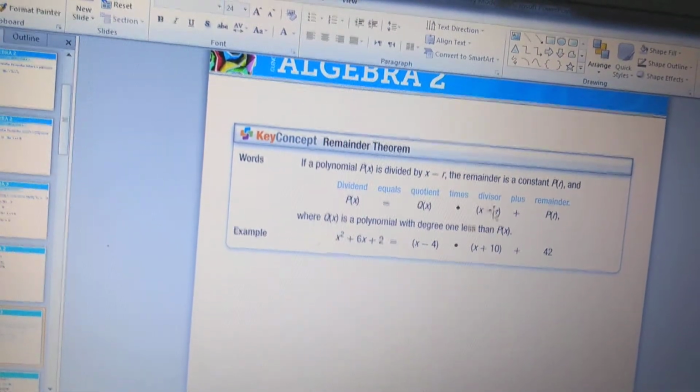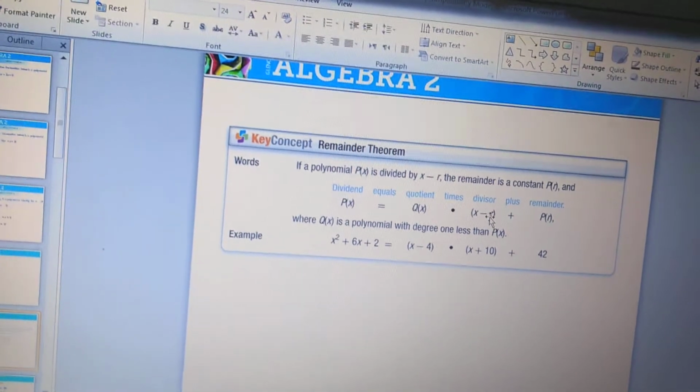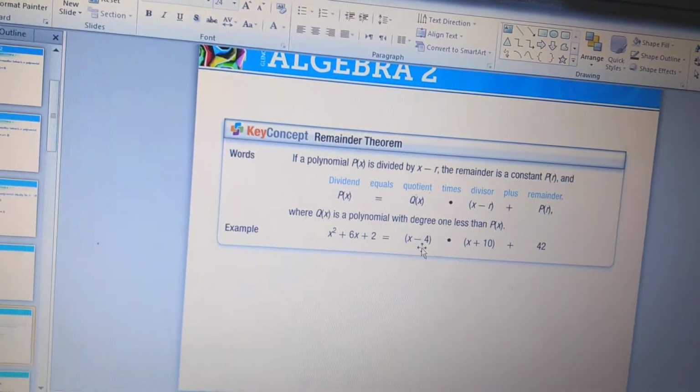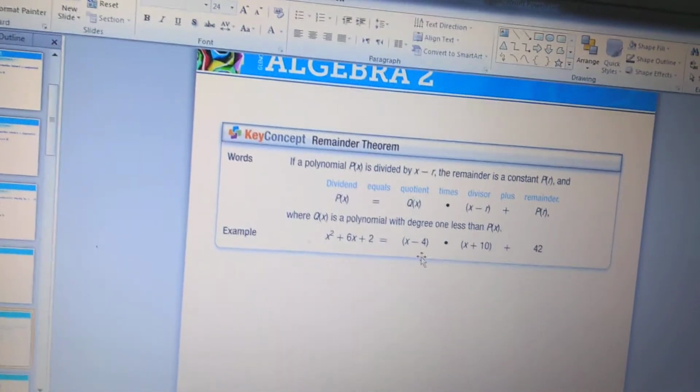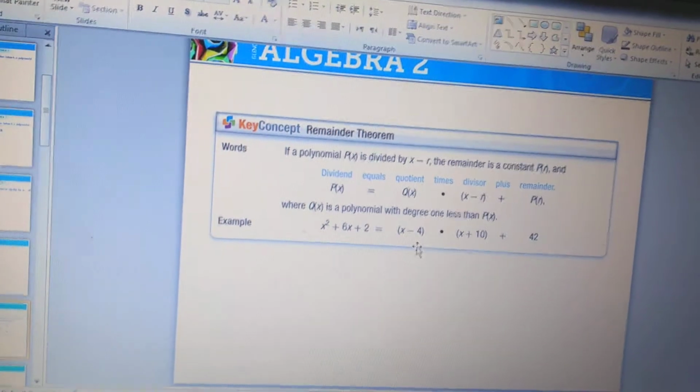You have to pay attention here again. I repeat it for the third time. Always you take r in the opposite sign. Negative 4, this means r is 4. If here I have positive 4, this means r equals negative 4. Opposite sign.